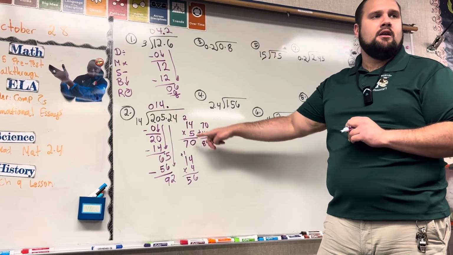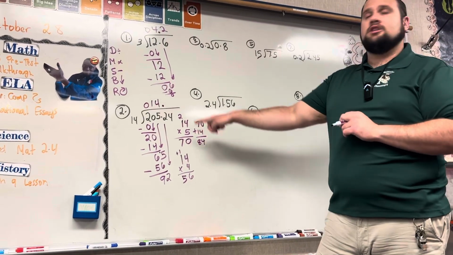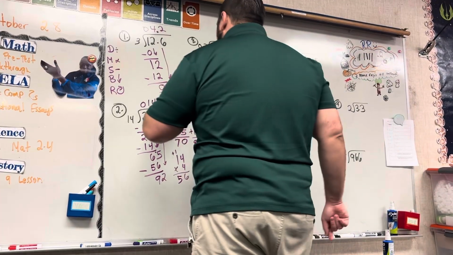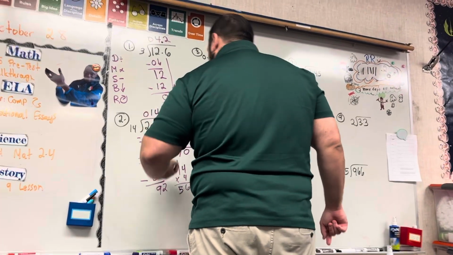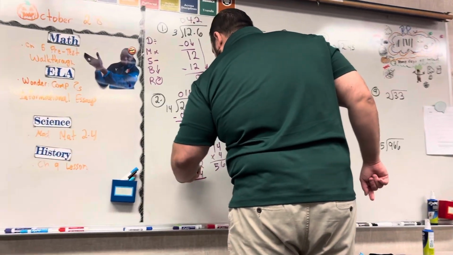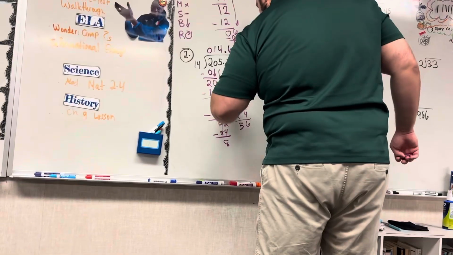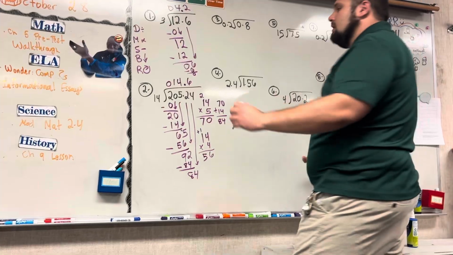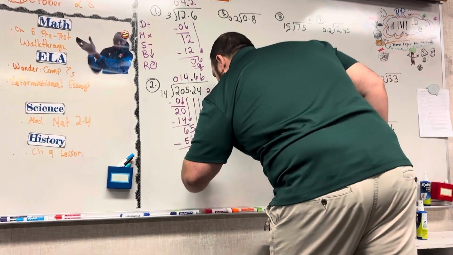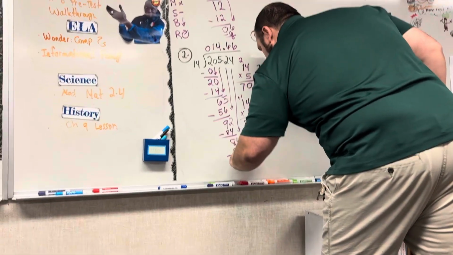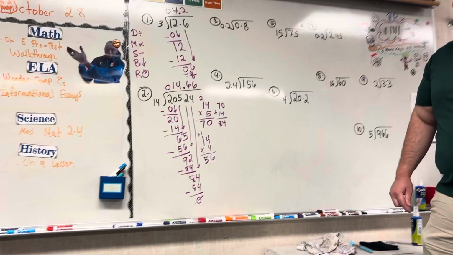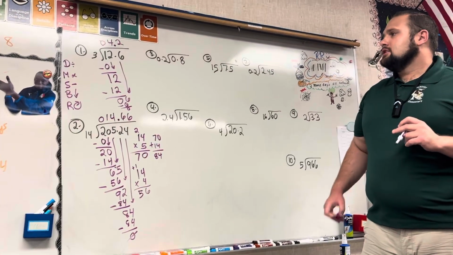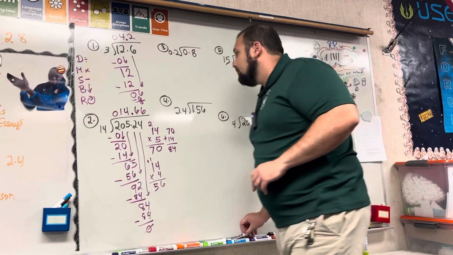You guys know how I got that? All right, if you don't, write a question. Okay? But I'm going to say it goes in there 6 times, and I got 84. When I subtract, I have 8 left over, and I bring down the 4. And I have 84 again, which goes in there 6 times evenly. So there's nothing left over, and we are done. Okay? Let's go ahead and do number 3.